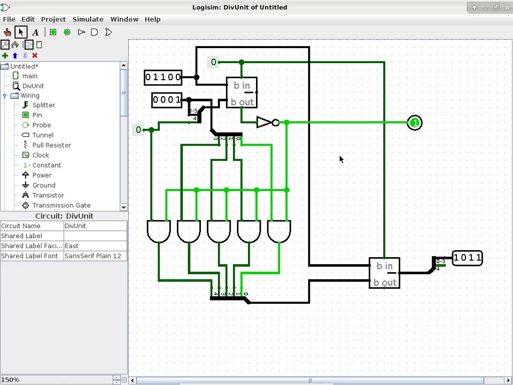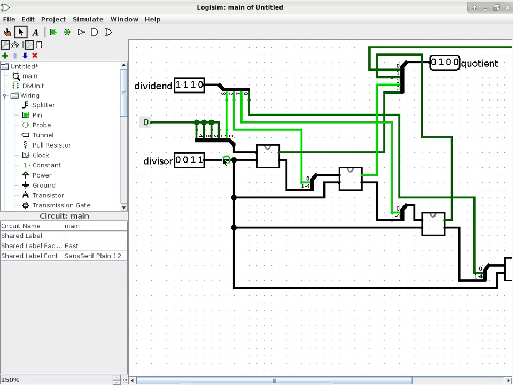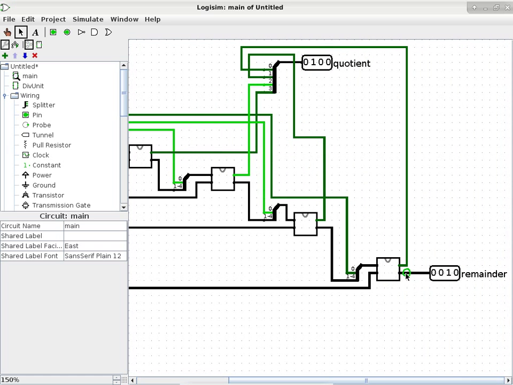Yep. Can you go back to the main? Can you see how you connected the remainder? Yes. The remainder is actually just the output of the last division unit. Thank you. Any other questions?